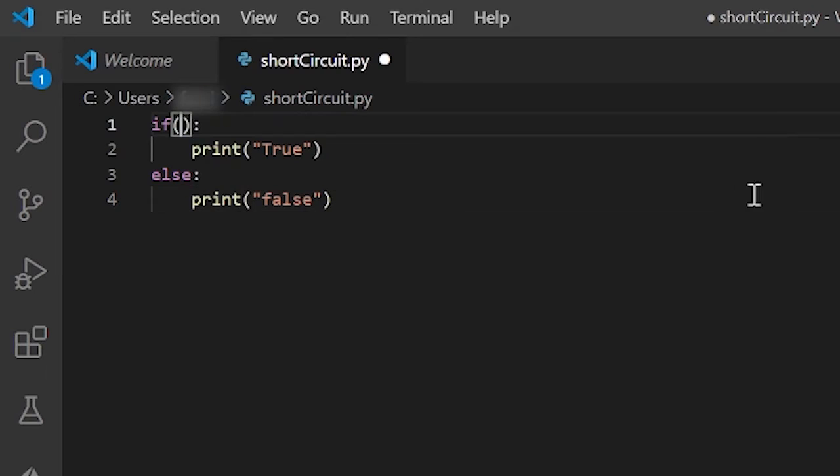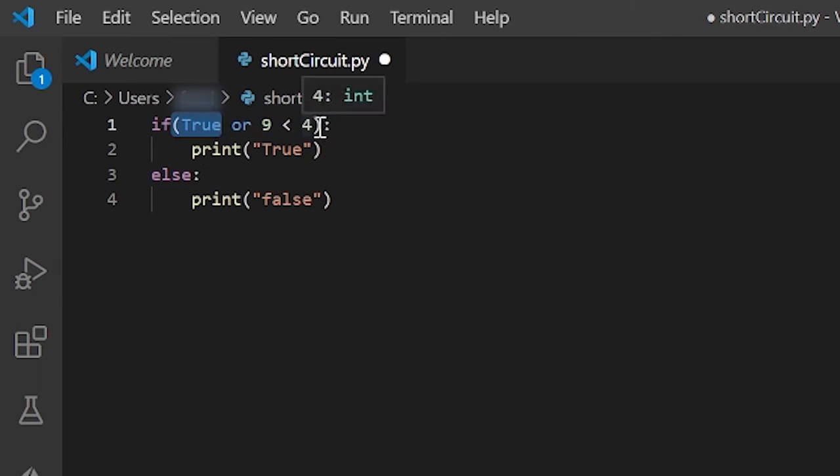Now consider this. True or 9 is less than 4. And just like the last example, we don't have to evaluate the second expression because it doesn't make sense. Because look over here, we have the OR operator. And the OR operator means one argument of the two has to be true. So if the first argument is already true, it doesn't make sense for us to look at the second argument, knowing that the operator is OR.